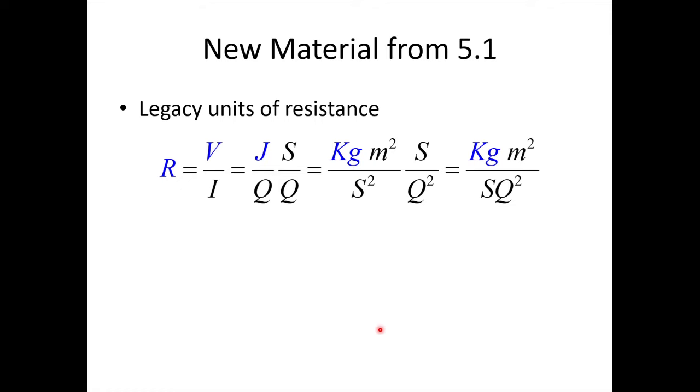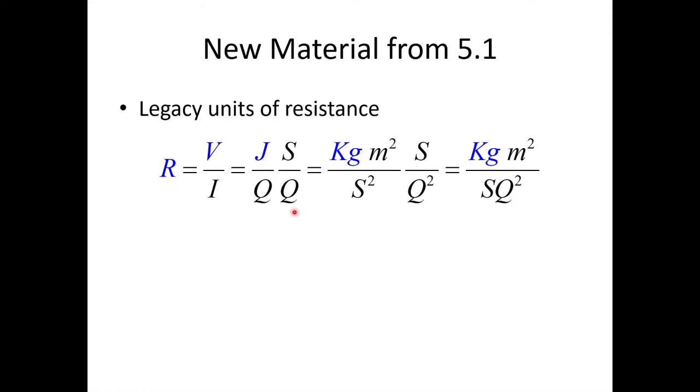This is new material. I never really looked at the units of resistance before, but let's look at the units of resistance using the legacy units. Remember, the blue ink means this is legacy values, legacy units. So legacy resistance is legacy voltage divided by current. Voltage is joules per coulomb, and current is coulomb per second. Because this is the denominator, we multiply seconds over coulomb. That's the equivalent of dividing by current.